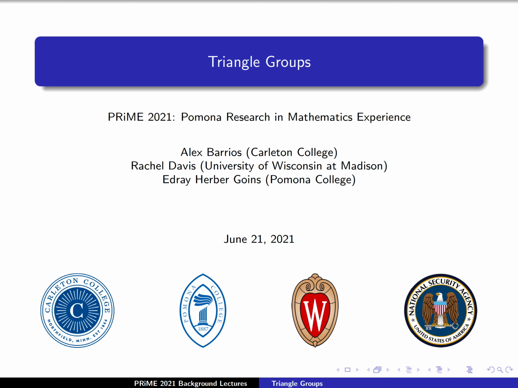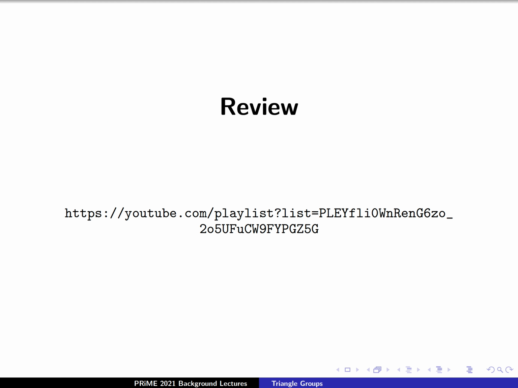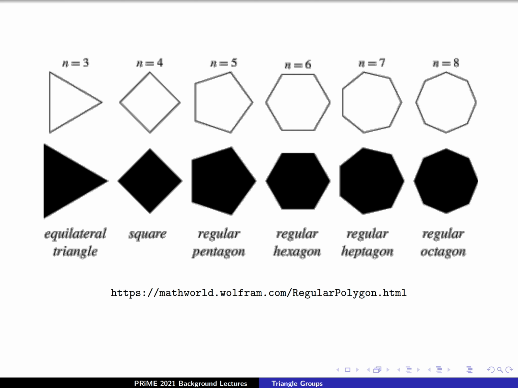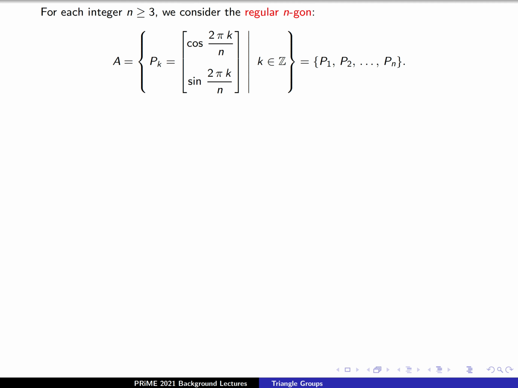Going to talk about triangle groups. First, let's review some ideas from before. Here are some examples of what we called regular n-gons. Remember that these are polygons that have n vertices, where each side has the same length. We can denote a regular n-gon by simply looking at the vertices.